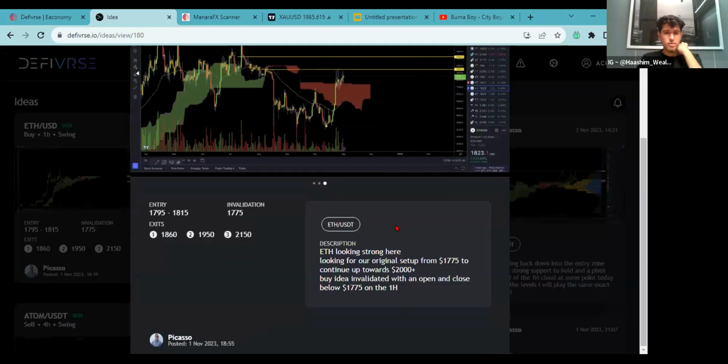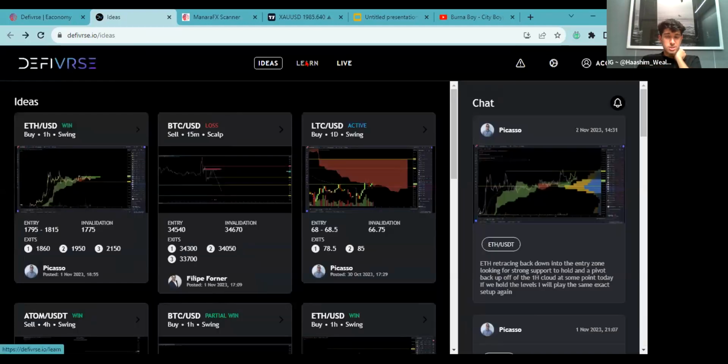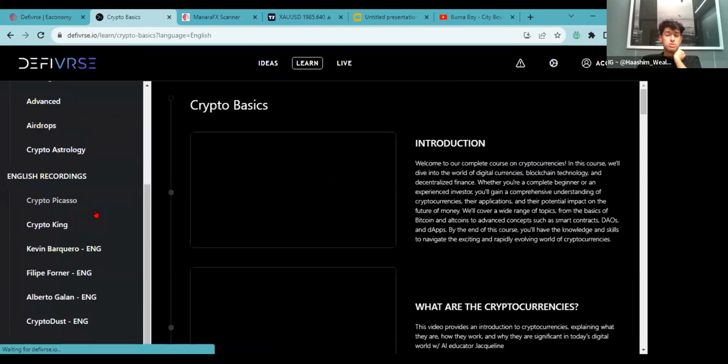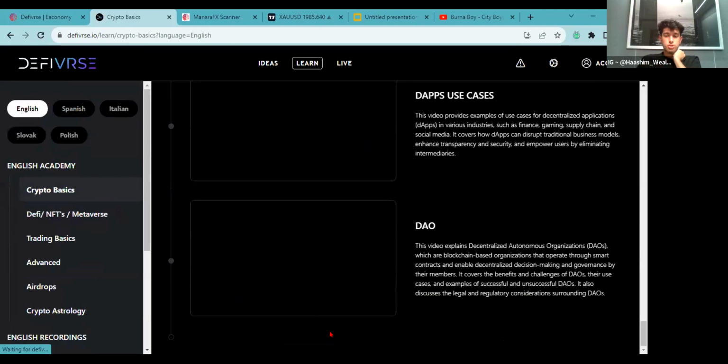Okay, cool. You don't need to really know about that. That's just copy and pasting the trades. It gives us this description as well. ETH looking for strong here. Original setup from 1700 to 2000, right? Buy idea invalidated with an open and close. But you'll only know how to actually use this once you go through the learn. You're not gonna know how to use this, so you need to go over these videos. That's the first thing. This is super simple to use.